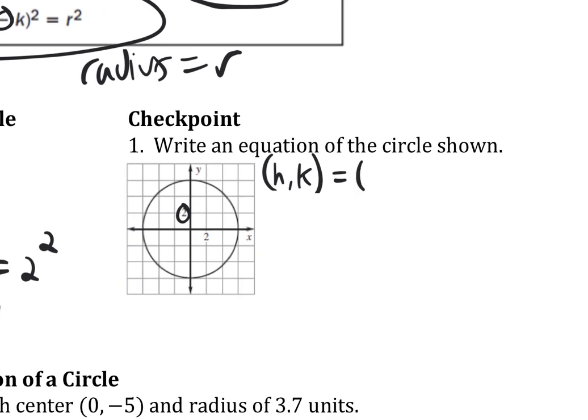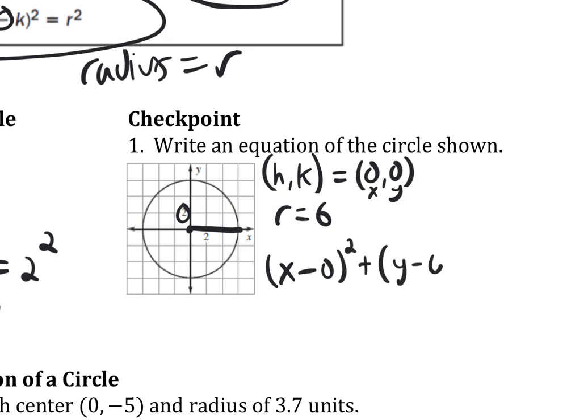So again, this one's going to be (0, 0). It's the center of the circle. Now the radius, because each box is 2, if we go from center to the edge there, it's going to be 2, 4, 6. And then if we write our equation, it'd be x minus the x coordinate, 0, squared, plus y minus 0 squared equals 6 squared.